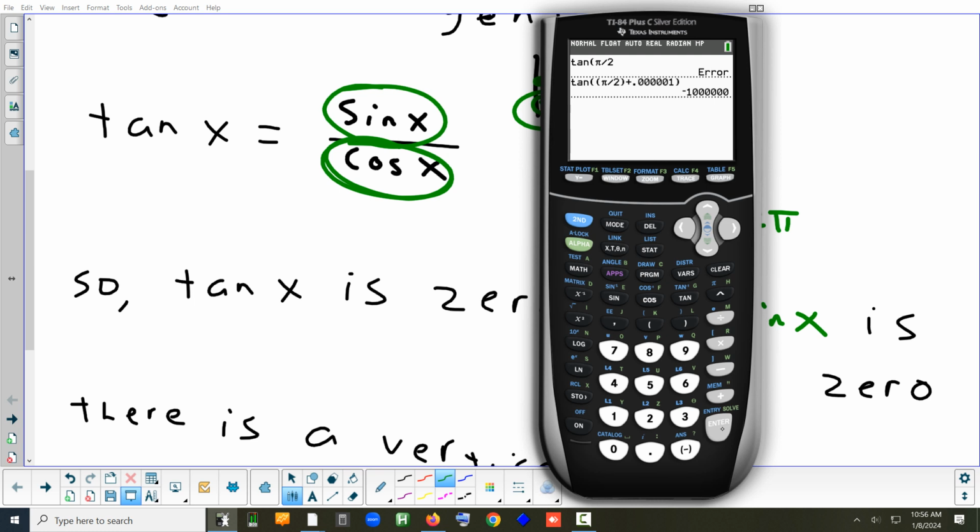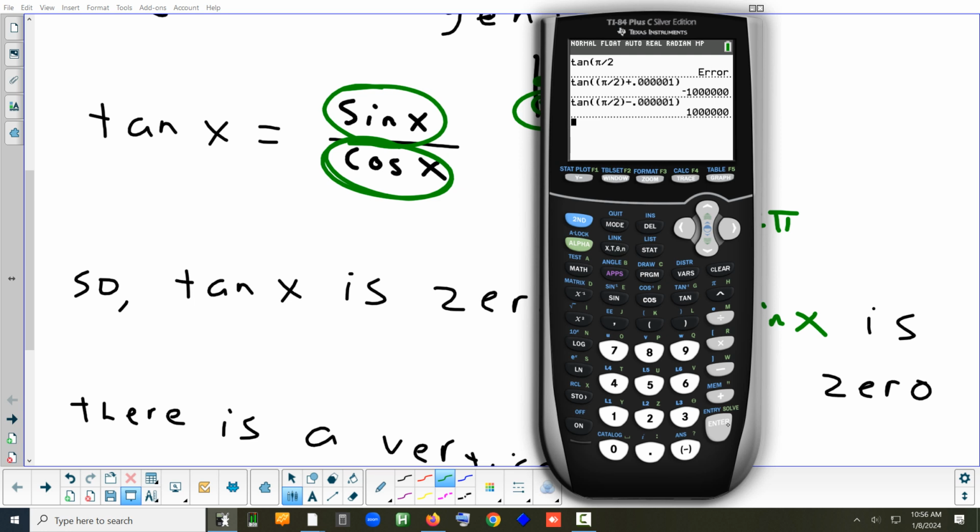So what do you think is happening? If we go just to the right, the graph of tangent is going which direction? Down, heading towards negative infinity. Now, instead of going just to the right, where do you think the graph is going to head if we go just to the left of the vertical asymptote? It's going to go to positive infinity. It's up at 100,000, a million.